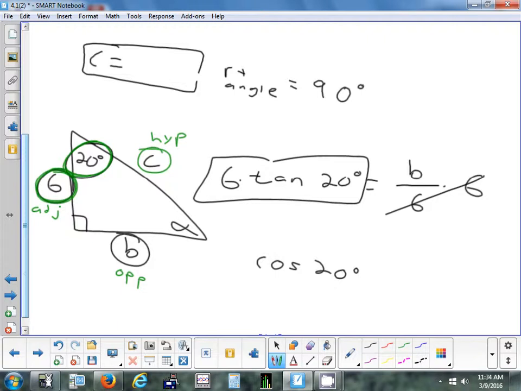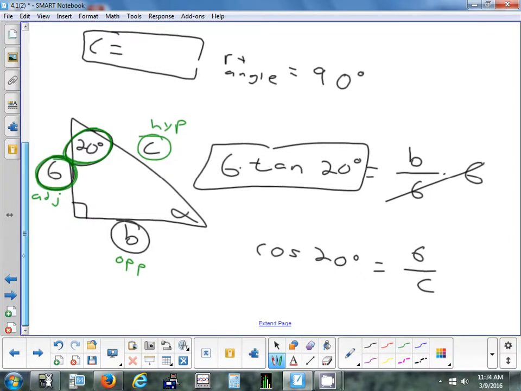Okay, so cosine of 20. And Becca, what's that going to equal? What's going to be the fraction on this side? Oh, 6 over cosine 20. Oh, 6 over c, sorry. Yeah, adjacent over hypotenuse. So yep, 6 over c.